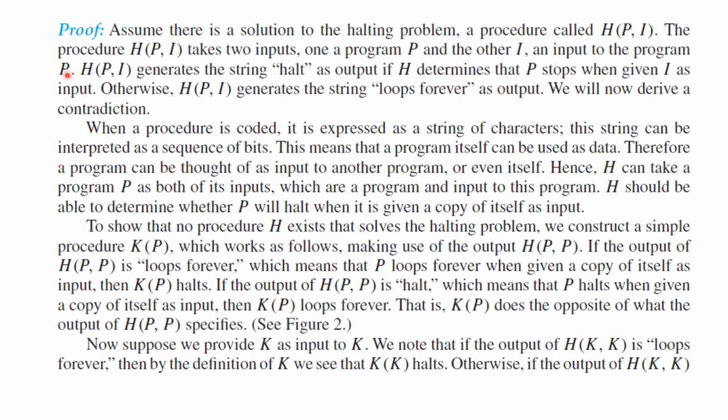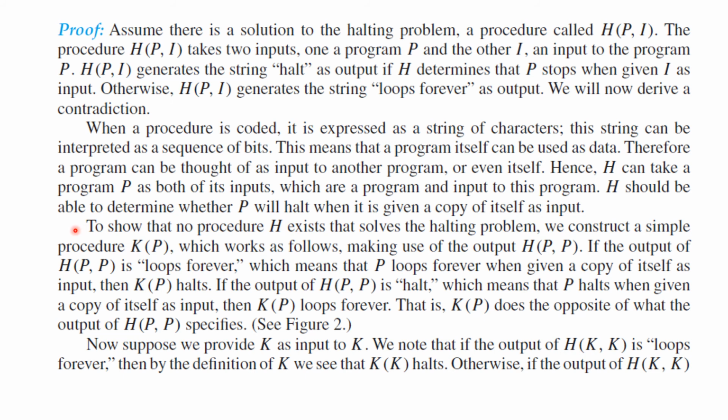So here's the proof. Assume that there is a solution to the halting problem, a procedure called H for halting. It takes two inputs: a program P and an input I. But since the program itself is a bit stream, we're going to consider P as the program but also as the input. So we're going to be talking about H(P,P).